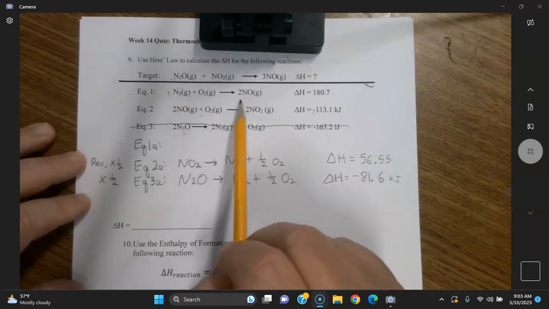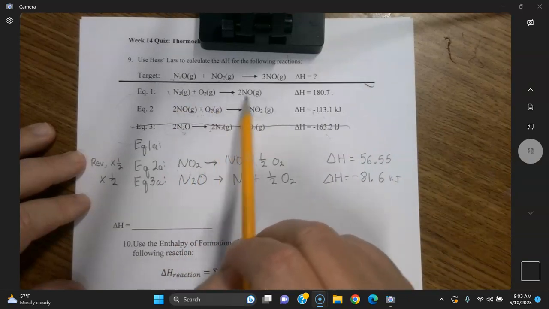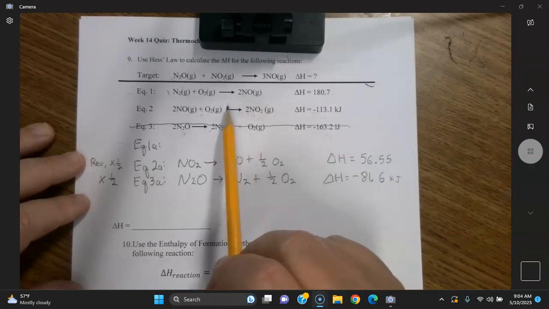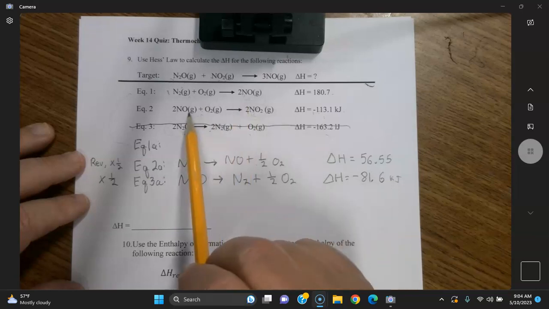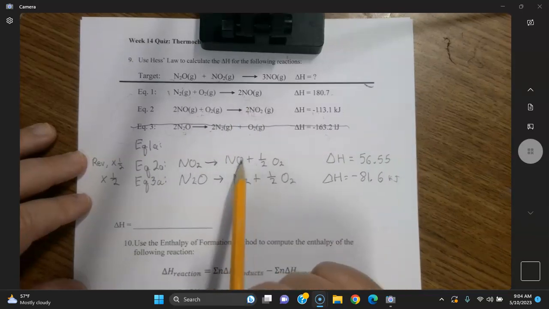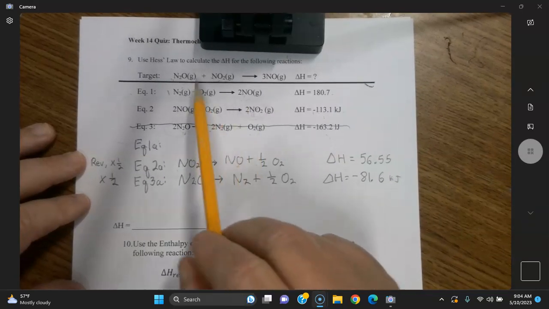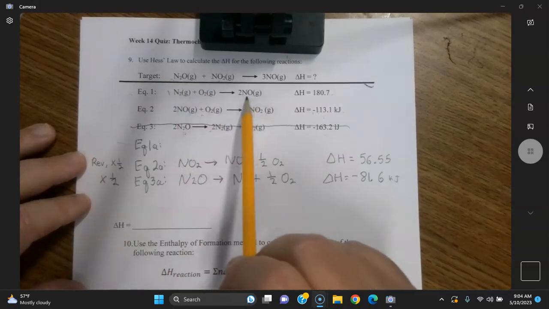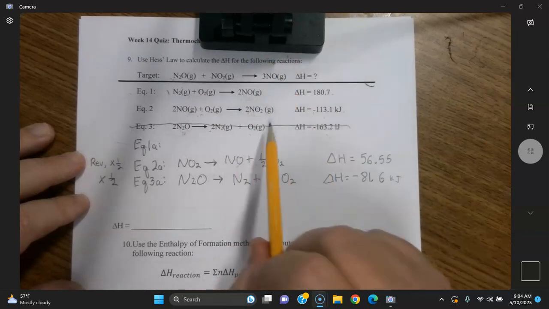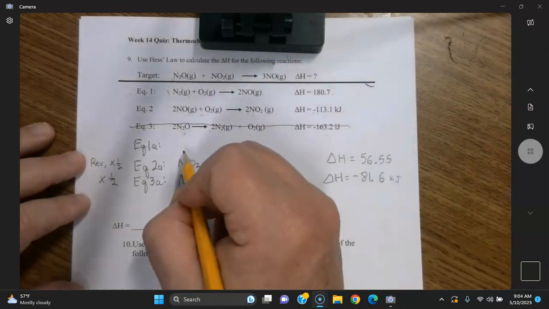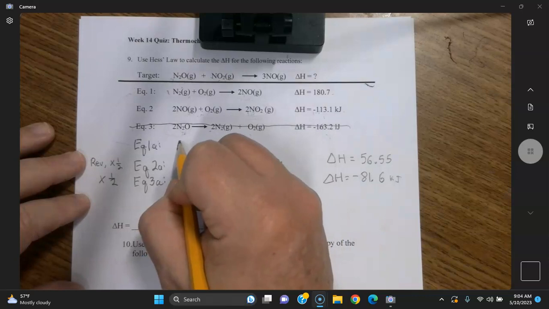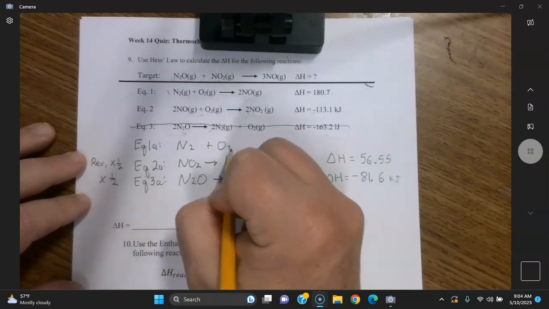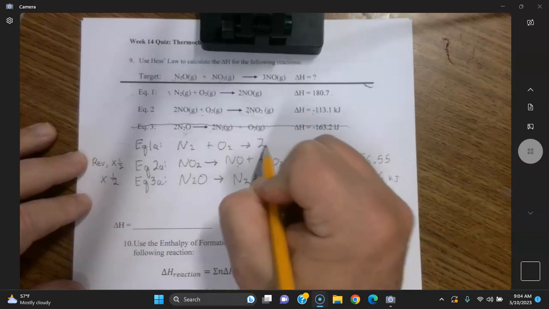Let's see what we got here. Well, let's see. We've got 2NO here, but this is a little tricky because you got that NO down there, this NO that came here. So what else do we have? We have N2. We've taken care of that. So what we're going to do with this one is nothing. Okay. So we're going to put this as N2 plus O2 gives you 2NO.